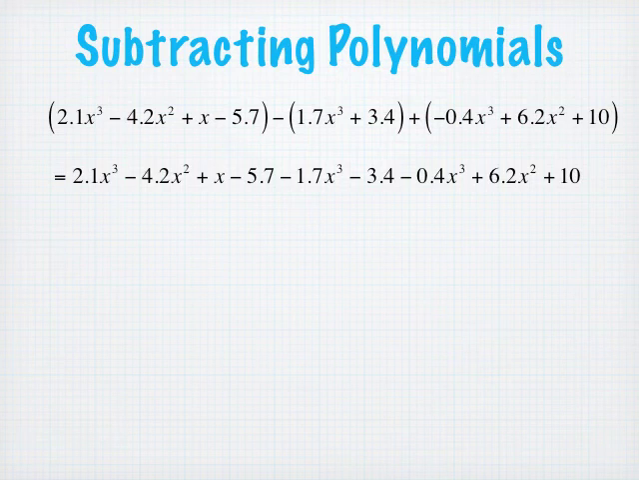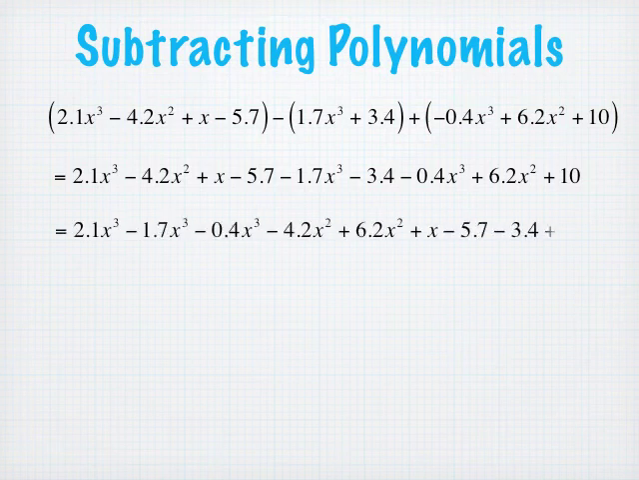So I put all my x cubes together. Now let's look for all the x squareds. The negative 4.2x squared and the 6.2x squared. Okay, now for the x's, I only have that one x, and then I put my numbers at the end. I'm just going to collect the terms in descending order so that I've already got them that way.